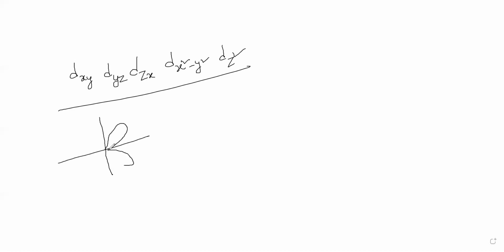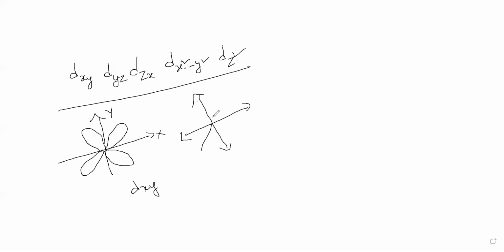And now you see, this is my dxy. That means between the x and y axis it will be there. So similarly, dyz, if I have to draw, assume that the z axis is towards us. It is like this. You can orient it the way you like, no problem. So z I will put like this. So here it is like this.